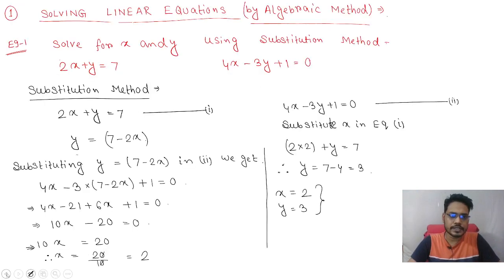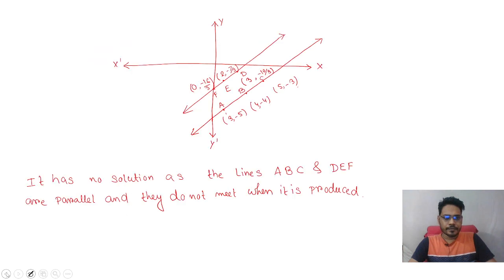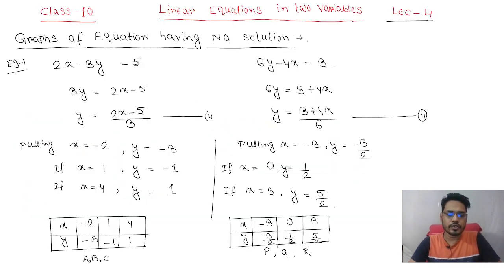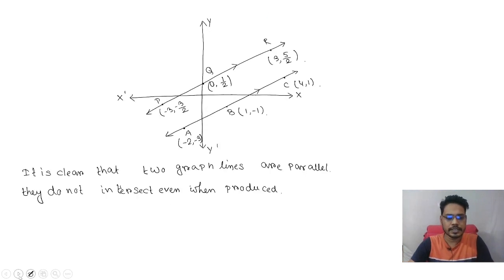So this method is the substitution method. The first method we will read, that is the substitution method. So what we learn today: if we need to find where two equations have no solution, how to draw the graphs. If this kind of equations are there, just put the values on the graph, and you will get that the two lines are parallel. If two lines are parallel, that means there is no common point or no solution. That means they never intersect.